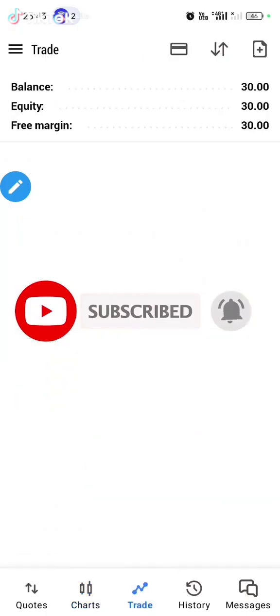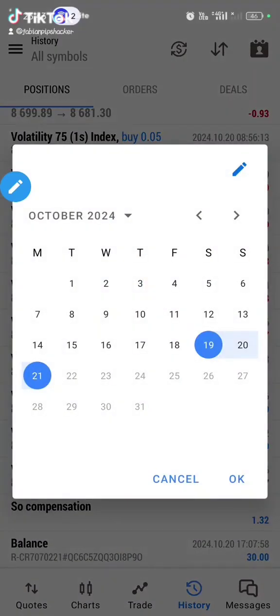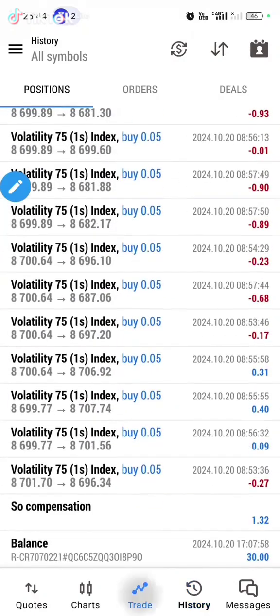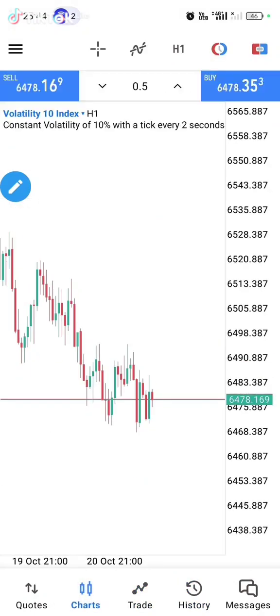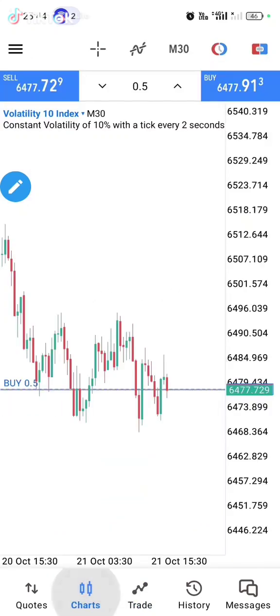Okay, so we start off by going to the history. There is our 30 USD account. Now, I'm just tweaking it a little bit so that it makes a bit more sense. Now, if we go to the charts, I had already spotted my buy. So I started placing the buy orders immediately.